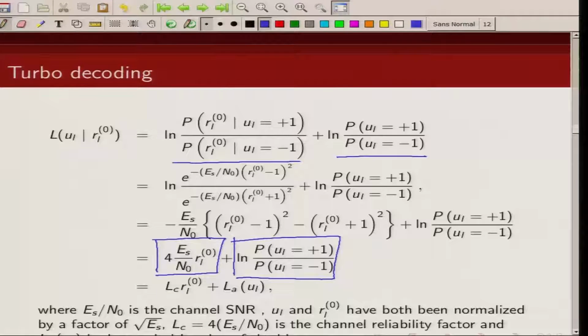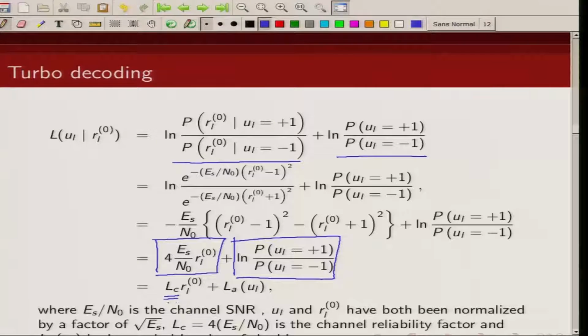Now, what is this? It is 4 times Es by N naught times RL0. RL0 is my received information sequence. So, this 4 Es by N naught I am writing as L sub C and calling it a channel reliability factor. So, it depends on the signal to noise ratio of the channel, and this you can see is log of probability of UL being +1 divided by UL being -1. This is a priori knowledge about the information bit being +1 or -1.